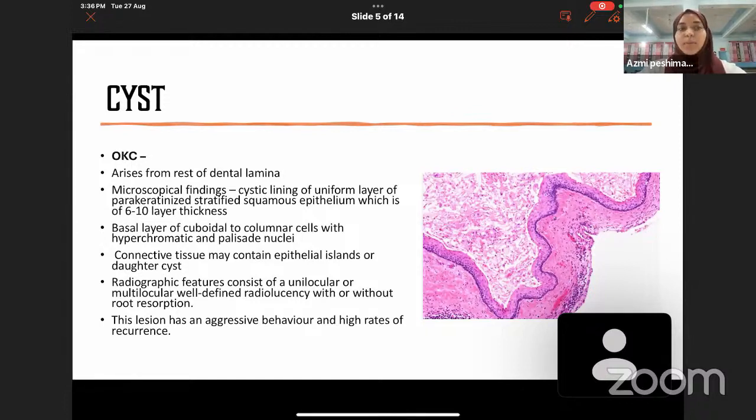It arises from the dental lamina, with microscopic findings of a cystic lining of uniform parakeratinized stratified squamous epithelium, 6 to 10 layers thick. The basal layer has cuboidal to columnar cells with hyperchromatic, palisaded nuclei, and the connective tissue contains epithelial islands or daughter cysts. Radiographically it is a unilocular or multilocular, well-defined radiolucency with or without root resorption. The lesion has aggressive behavior and a high rate of recurrence.